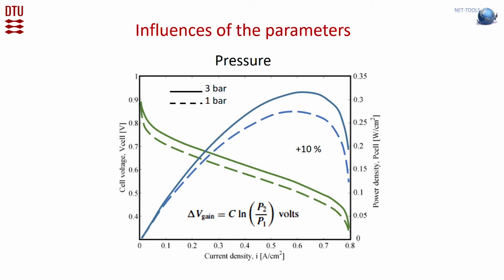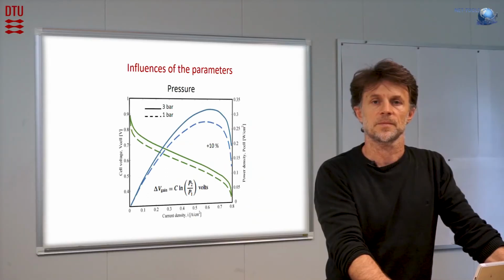We can also play with the pressure. And here, a fuel cell has been run at 1 or 3 bar. And at the highest pressure, a gain of 10% in the power output of the fuel cell was reached. Again here, playing with the pressure, we can increase the catalytic activity and we can increase I0.